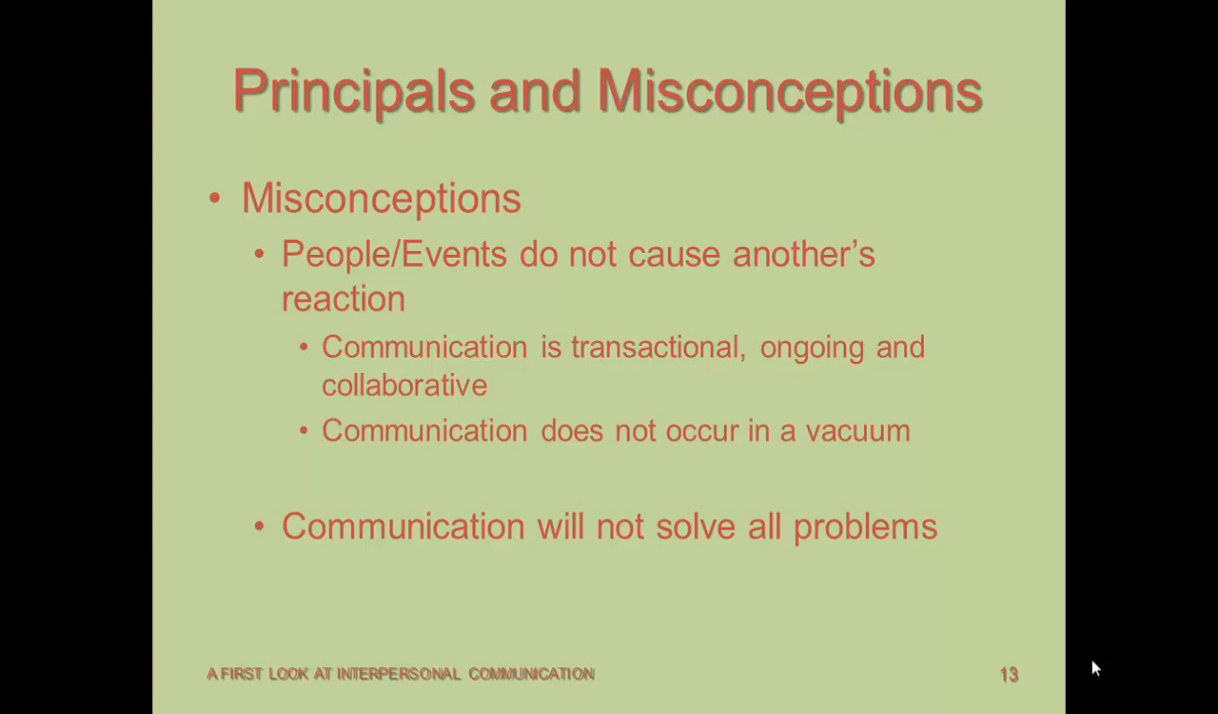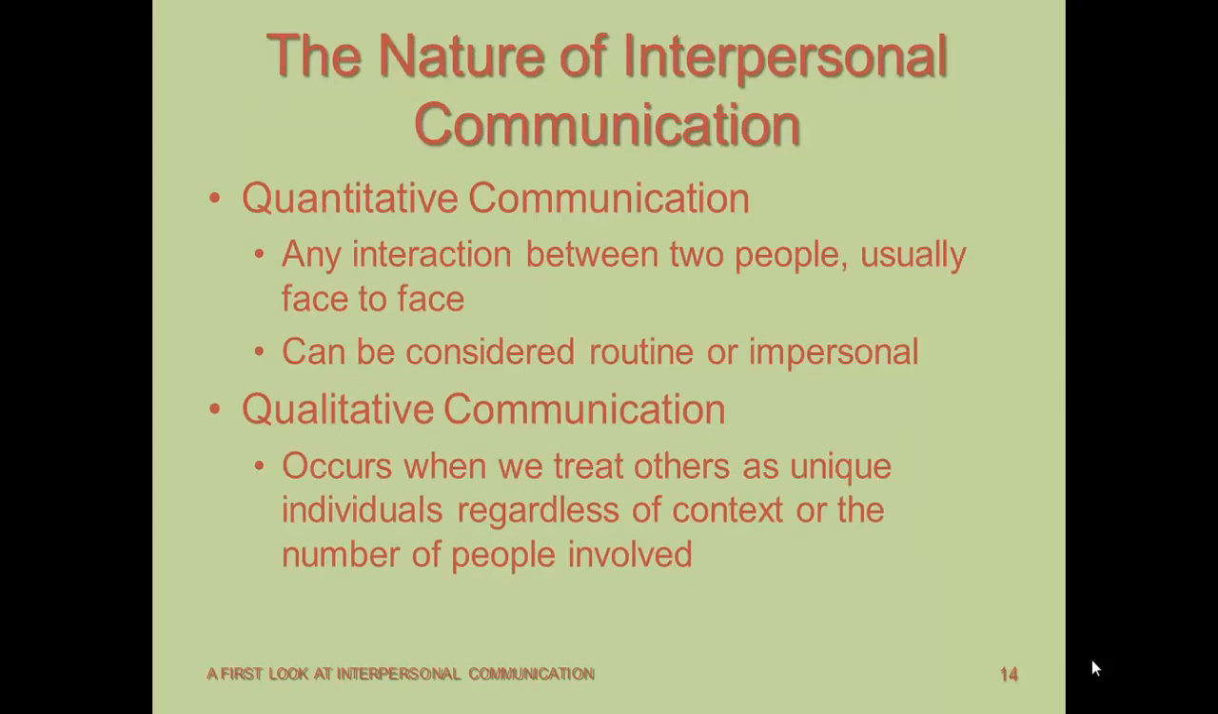Also, we have to be responsible for our communication. That is, people and events don't cause our reactions. So things like anger or strong emotional reactions, which we'll talk about when we get to chapter 4, we have to be responsible for that anger that we express and not necessarily blame someone else for triggering that strong reaction in us. And finally, communication won't solve all of our problems, right? So, we'll talk more about this as we work through chapters, especially 8, 9, and 10. But communication isn't always the answer to what we need.